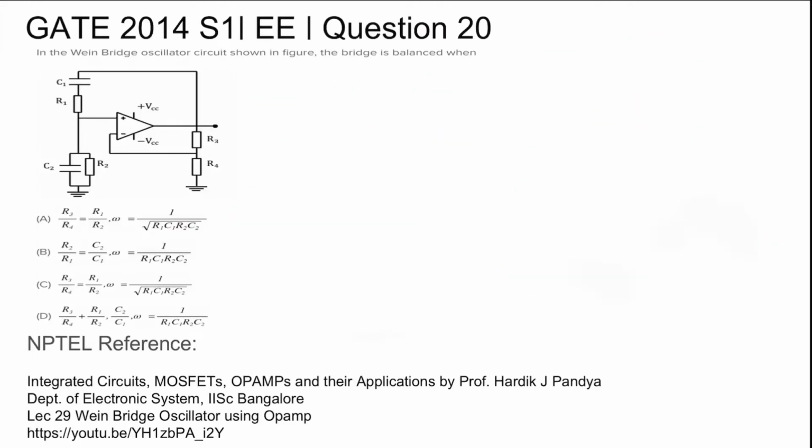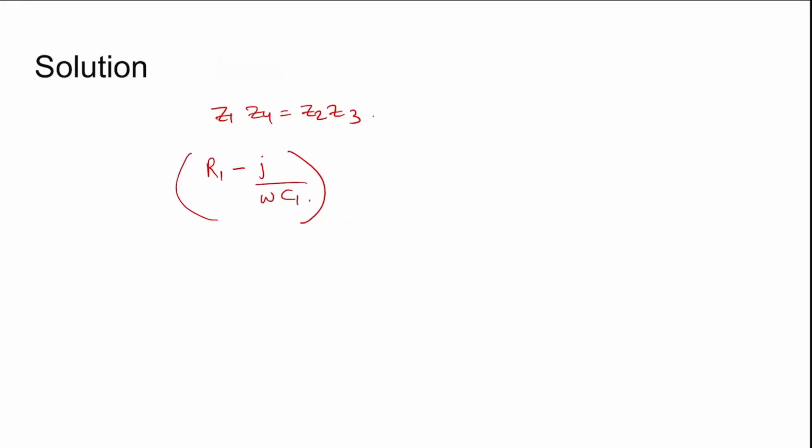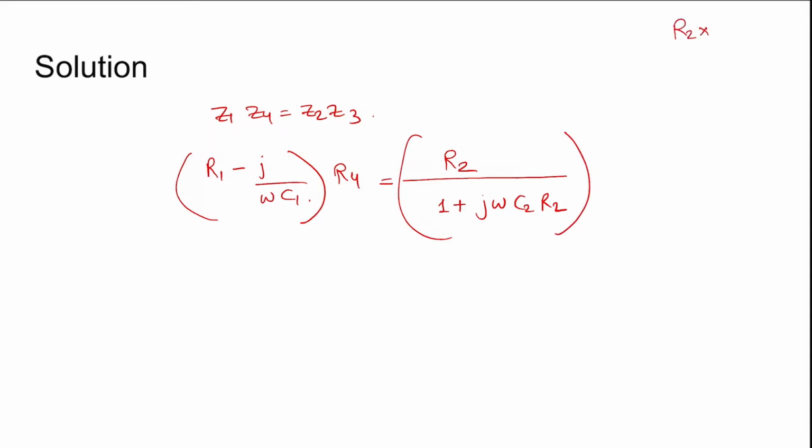Now coming to the solution. Z1 Z4 equals Z2 Z3. Z1 is R1 minus j by omega C1, right? Because these are in series, the net impedance is R1 in series with minus j by omega C1, into R4, that is, Z4 is R4, must be equal to R2 by 1 plus j omega C2 R2. This is the parallel combination of R2 and C2, R2 into minus j by omega C2 divided by R2 minus j by omega C2.